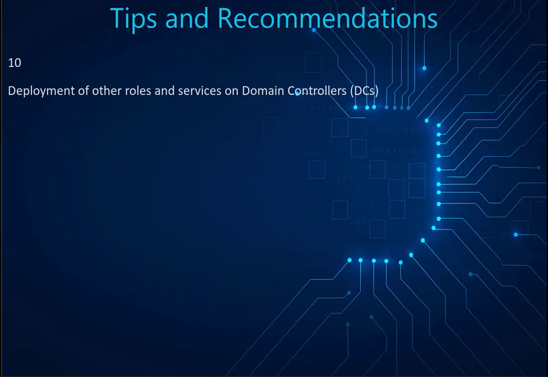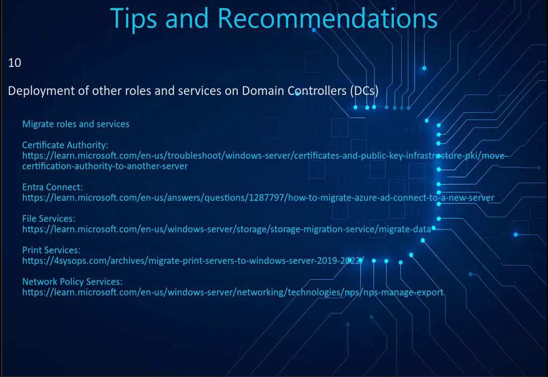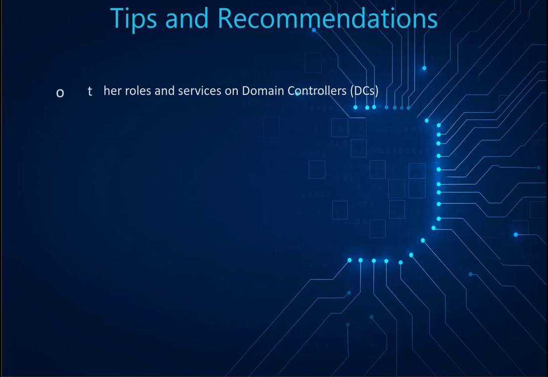I've provided a list below of all the common services or roles that are co-located on a domain controller and the hyperlinks for each on how to migrate them off. So Certificate Authority, Entra Connect, or Azure Connect as it used to be known, Azure AD Connect, file services, print services, and Network Policy Services, NPS, which is also in conjunction with RADIUS.